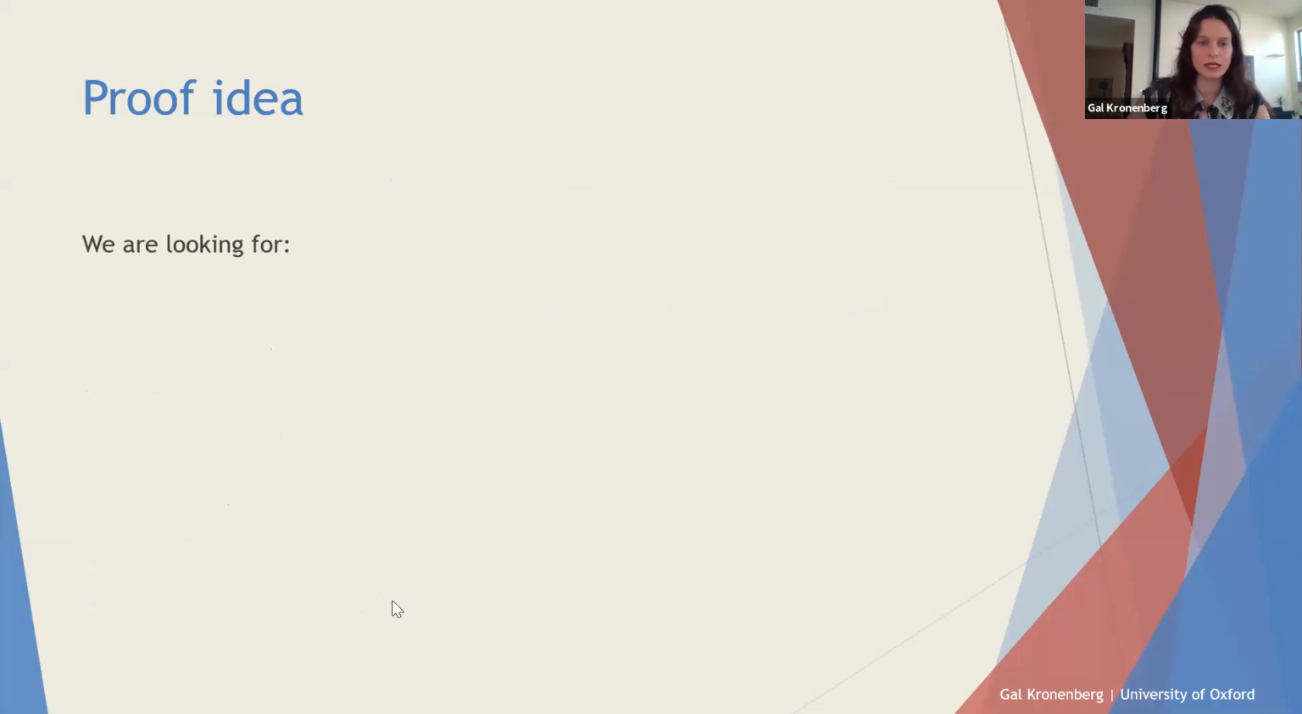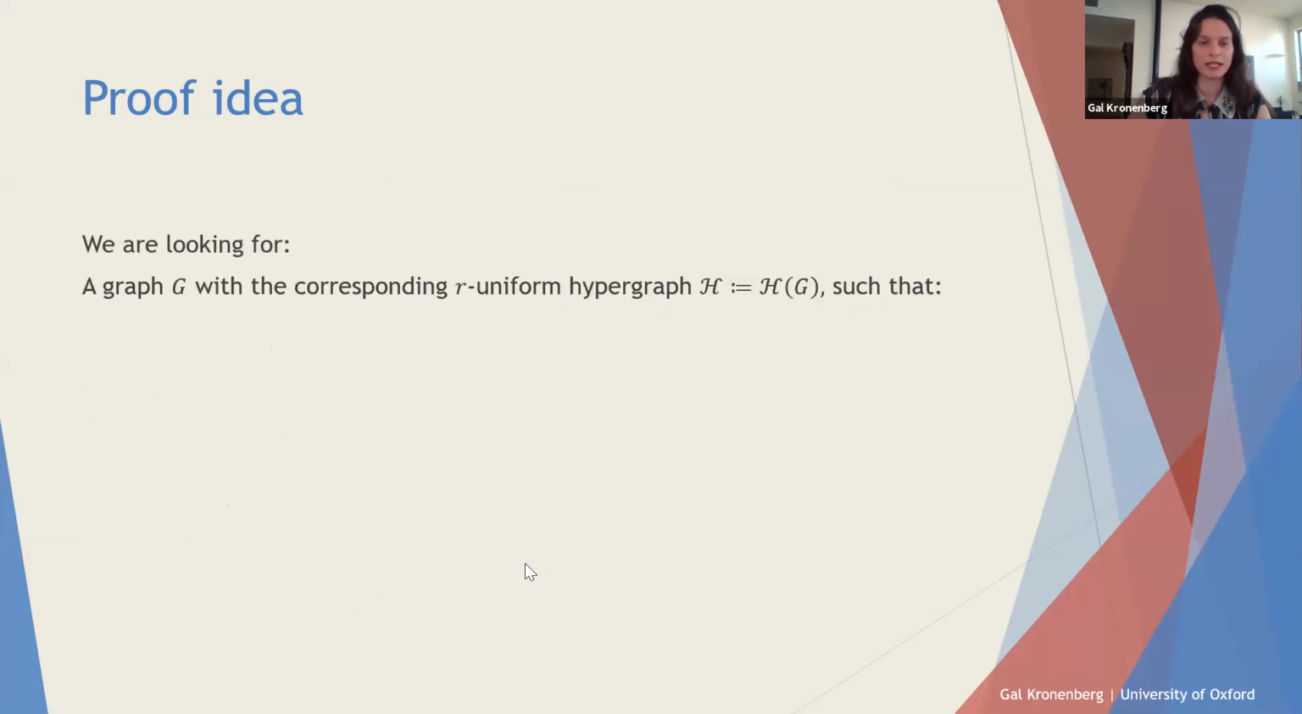So let's maybe formalize it a little bit more. We're looking for a graph with a corresponding R-uniform hypergraph, such that this hypergraph has edges that correspond to the cliques that will appear in the graph G. So G is not the starting graph.